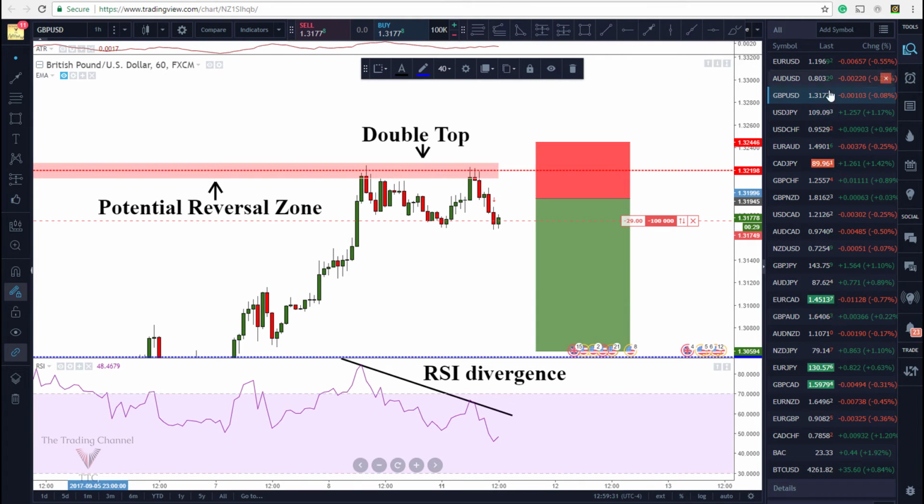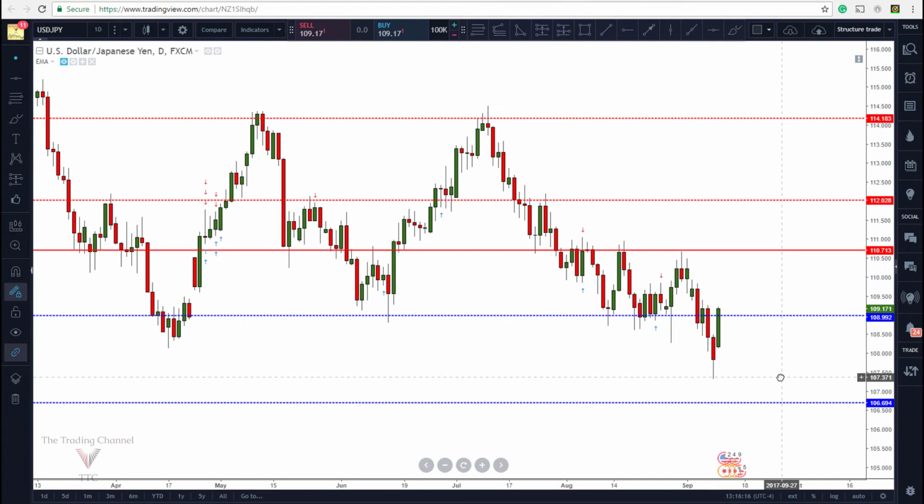We're gonna move on now to the dollar yen. Alright guys, so here we are on the dollar yen daily chart. And why don't you go ahead and see if you can decide what the bias should be on this pair. What direction should we be looking to trade on the dollar yen? Should we be looking for long opportunities on this pair, or should we be looking for short opportunities?